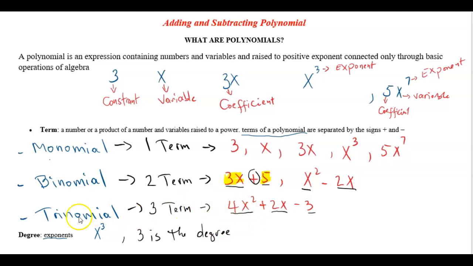So the degree of any polynomial is the highest exponent on that polynomial. It doesn't matter where that exponent is located. The highest exponent in that polynomial is the degree of that polynomial.